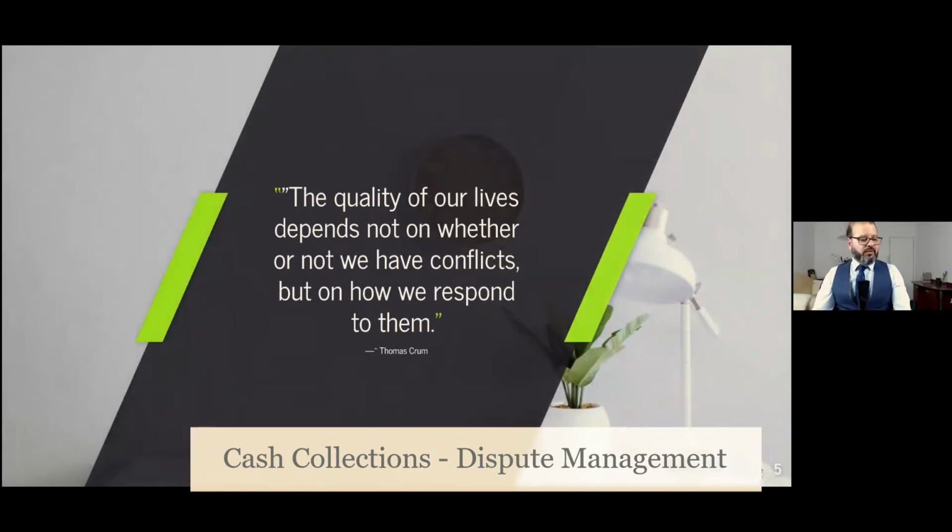And I will start with a quote from Thomas Crum. The quality of our lives depends not on whether or not we are having conflicts, but on how we respond to them. So basically, we all have issues. We all have quality issues with our invoicing, with our processes, but how we manage that matters the most. So how we look at it and how we respond to the conflicts, how we respond to our disputes, that matters the most. So let's see how we can respond to the disputes.